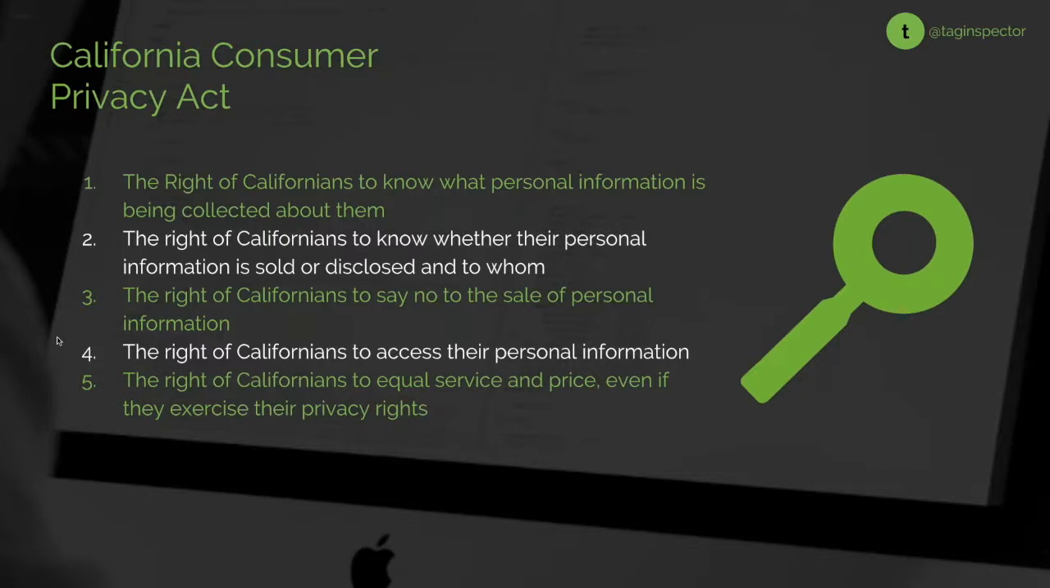Finally, the fifth is the right of Californians to equal service and price, even if they exercise their privacy rights. So just because someone says, no, you can't use my information this way, does not mean that they can be denied service or charged a higher price.